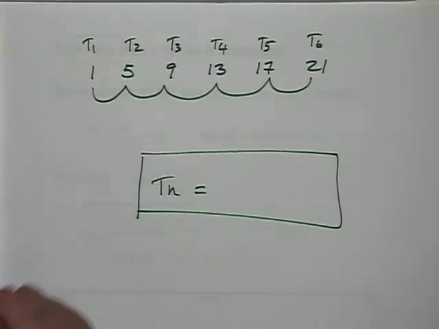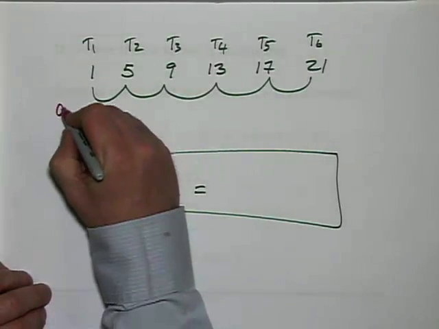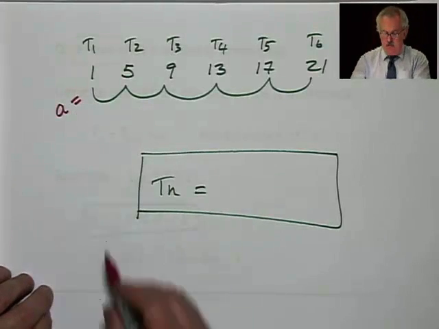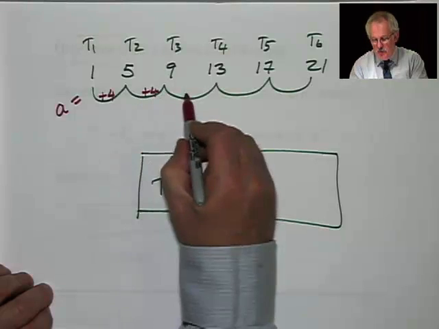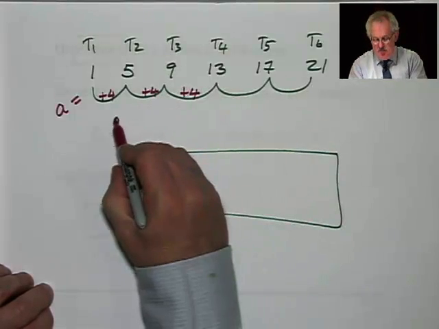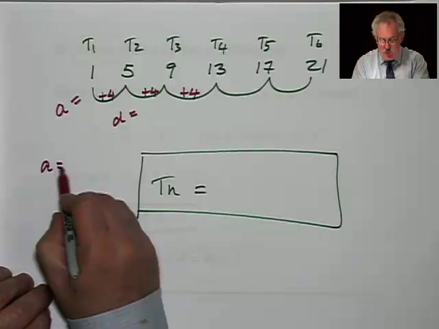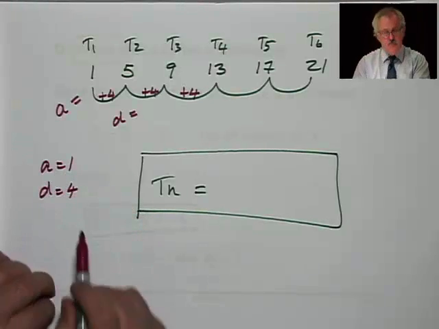Okay, we have our numbers. So the first thing you have to remember is that T1 is A, and that whatever links 1 to 5, if that's plus 4, and it's always the same, that's D. So A is 1 and D is 4.